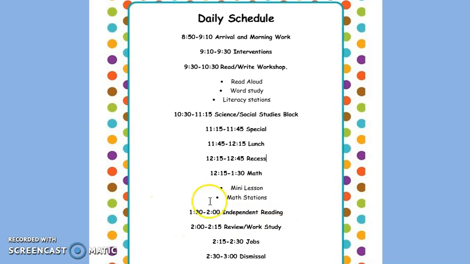From 1:30 to 2 o'clock is their independent reading time. This is such a great time for them because they each have their own book box that they get to have specific books that they choose in. And then they get to read their independent book, and it's one of the best parts of the day because students love doing this, and then they get to do independent writing about the book of their choice.